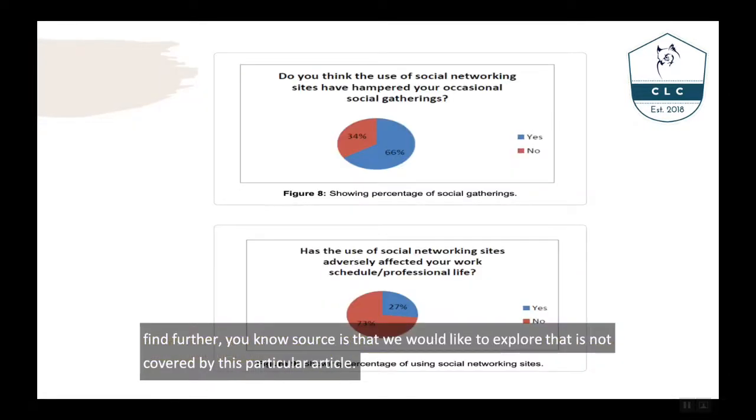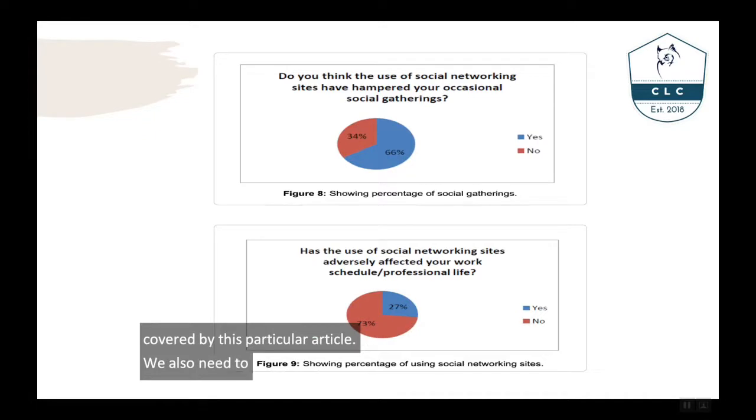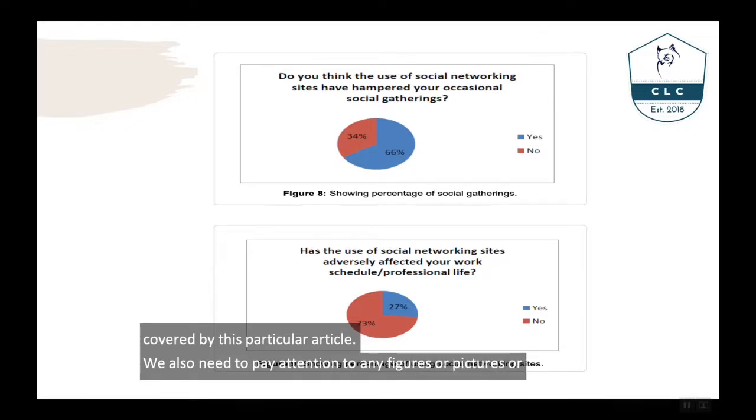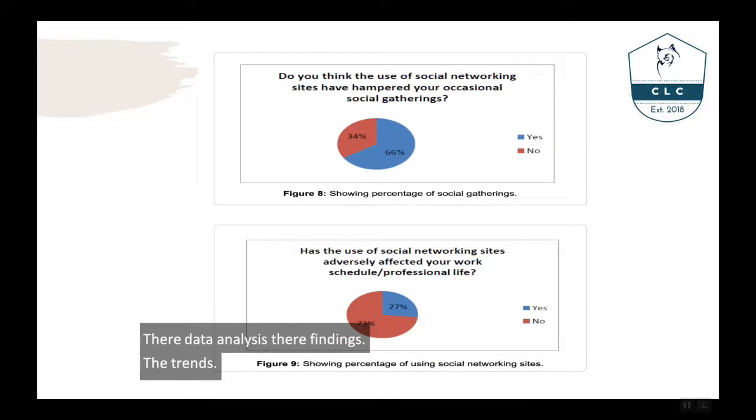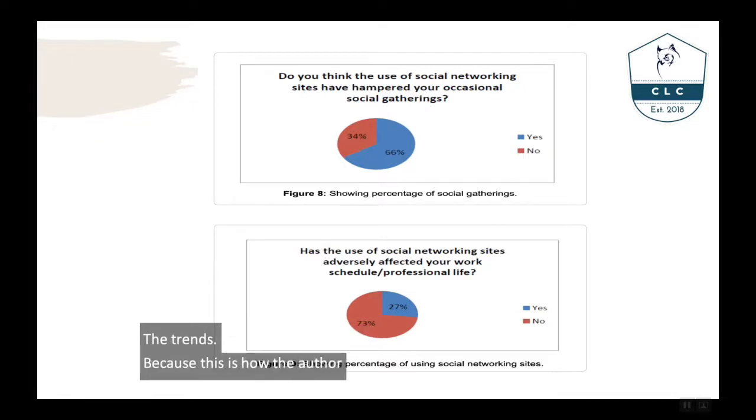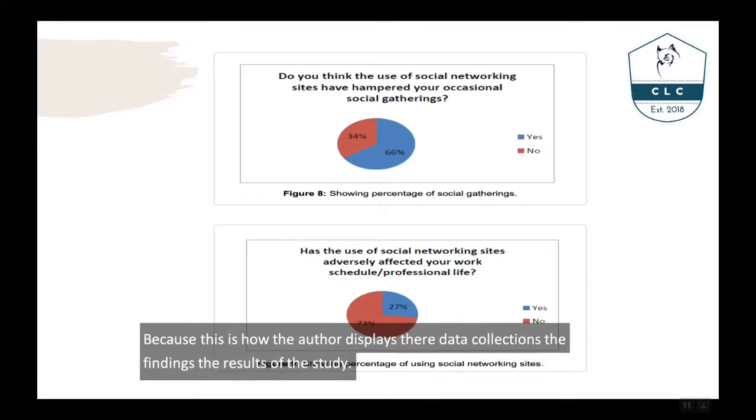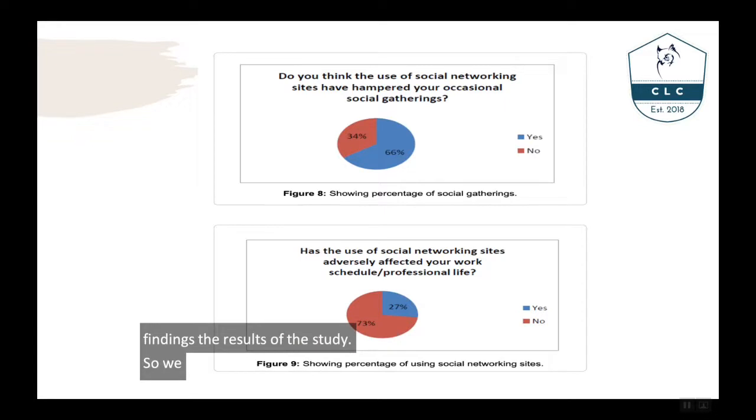We also need to pay attention to any figures or pictures or diagrams or graphics presented in the article, because this is how the author displays their data collections, the findings, and the results of the study. So we are almost done skimming the article.